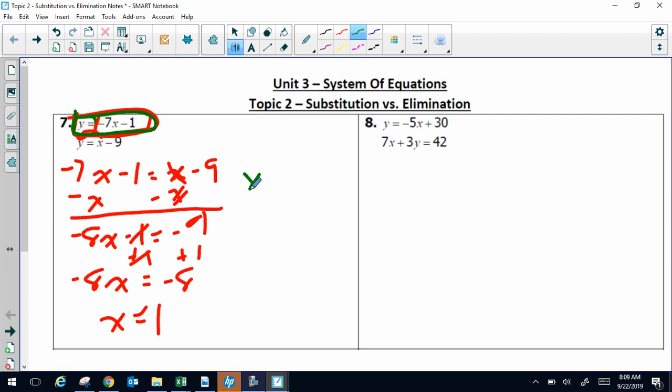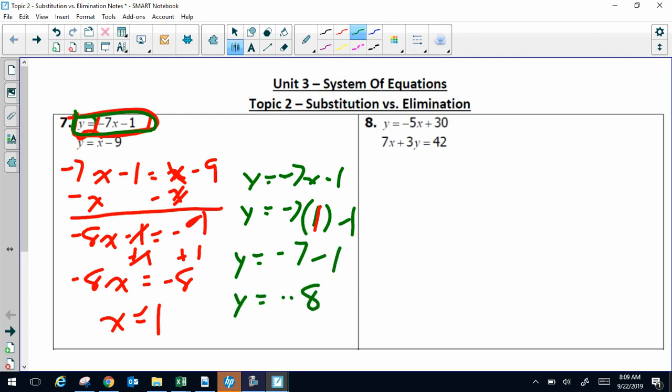So we got y equals negative 7x minus 1. So y will equal negative 7 times the one we just got for x, minus 1. So y equals negative 7 minus 1. So y equals negative 8, which means I have one solution. My solution is (1, negative 8).